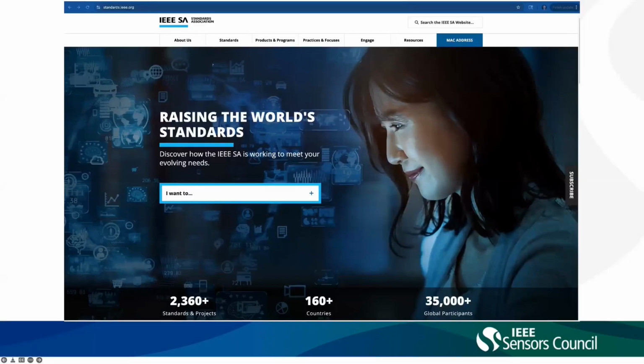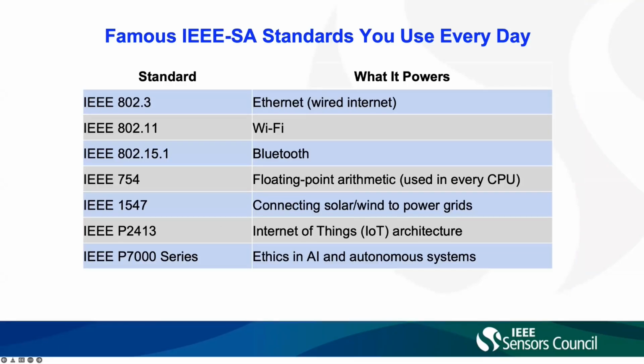The Standards Association is an independent organization within IEEE. This is the website, standards.ieee.org. And from there, you can reach all the information about how to create standards and all the ones that are active. There are over 2,300 staff projects and over 35,000 participants around the world that are helping to write these standards.